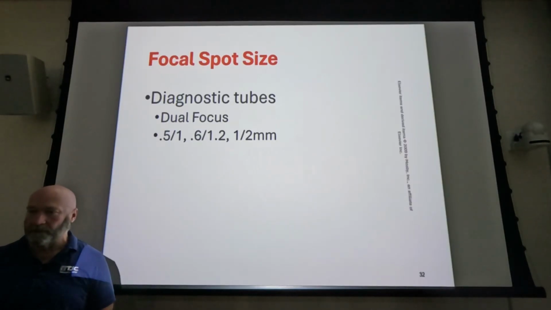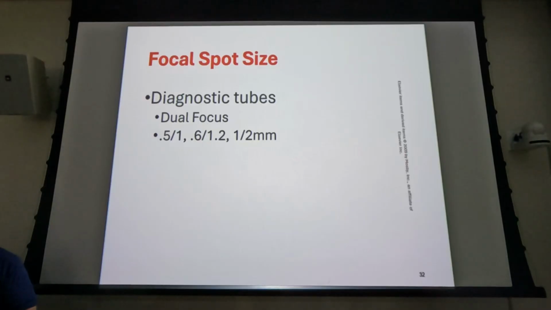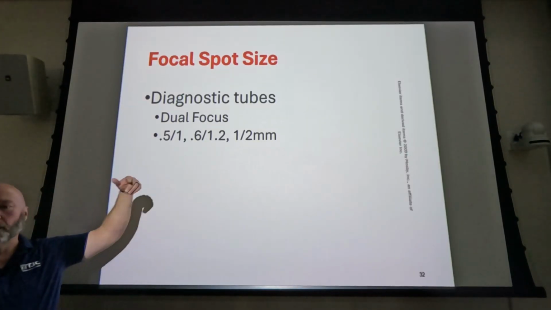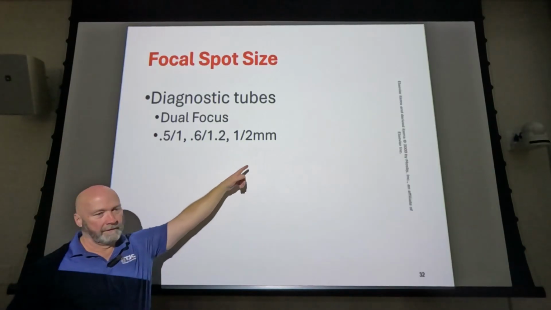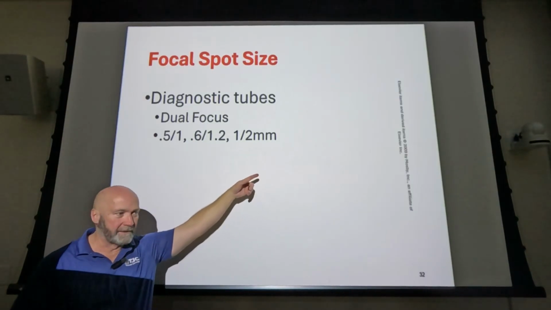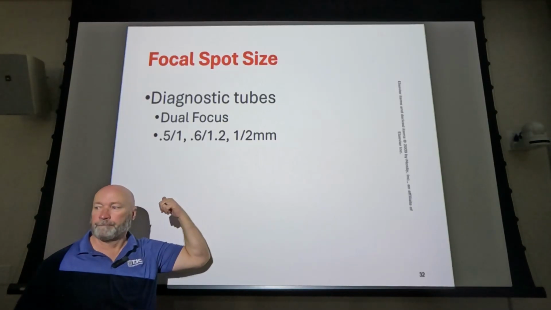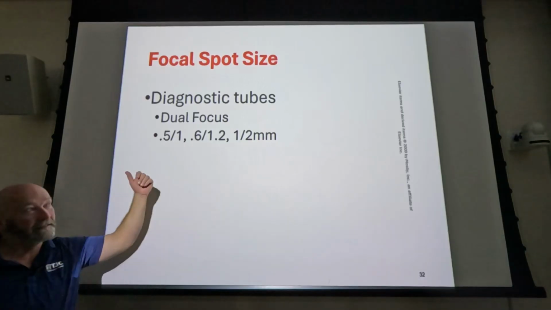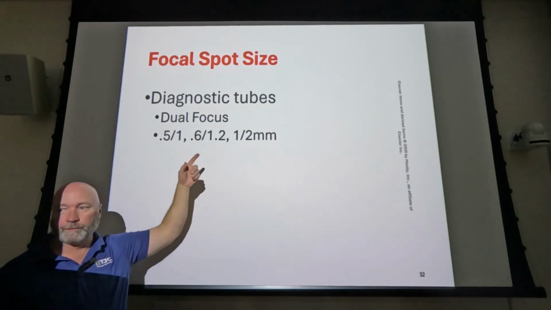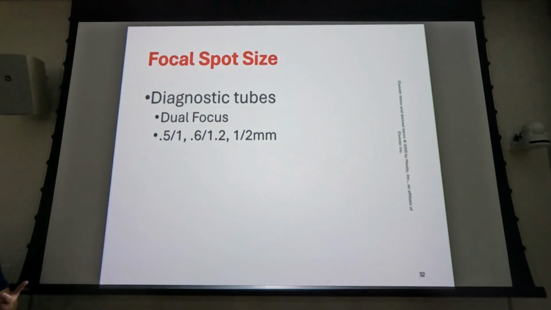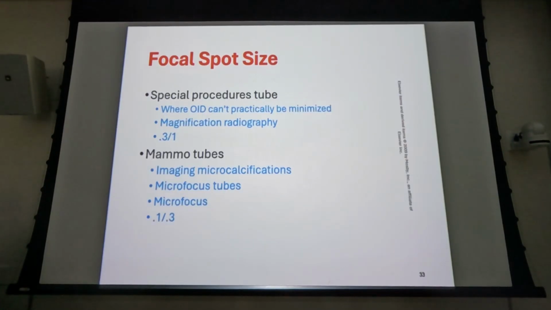So where we need to see increased sharpness or recorded detail, we want to see those lines without any kind of blur, we want to use small focal spot. But where we're going to use high exposure, lateral T-spine, lateral L-spine, things like that, we want to utilize the large focal spot. Where we want to see detail, small focal spot. Large focal spot for high heat load, and where detail is not that much of an issue. Okay?